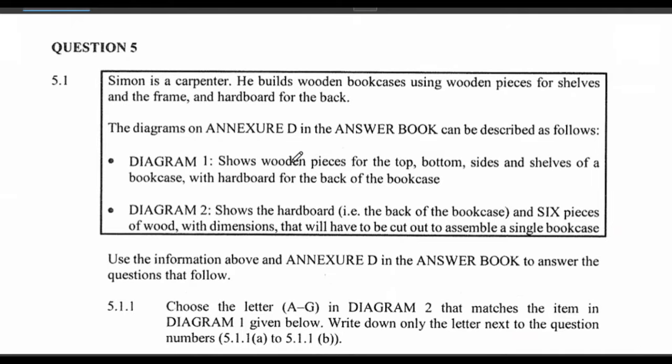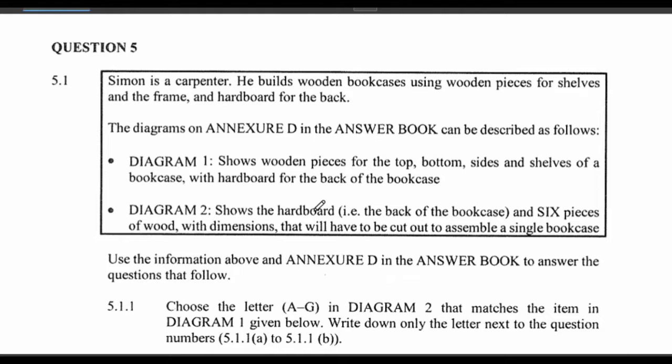Simon is a carpenter. He builds wooden bookcases using wooden pieces for shelves and the frame, and the hard body for the back. Diagram on annexure D in the answer book can be described as follows. Diagram 1 shows wooden pieces for the top, bottom, sides, and shelves of a bookcase with hard body for the back of the bookshelf.